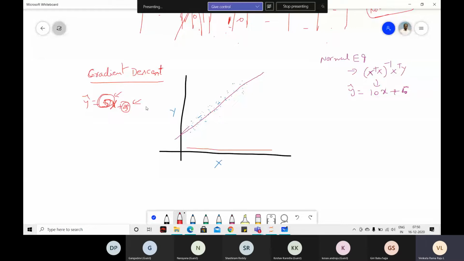So now what it does is, it tries to move this line. It randomly drew this line, the gradient descent algorithm randomly drew this line, and it starts moving the line like that. Ultimately it reaches here and it stops here. When it reaches the global minimal error place, the best fit line, it will actually draw on that line itself only. That is how the gradient descent algorithm works.